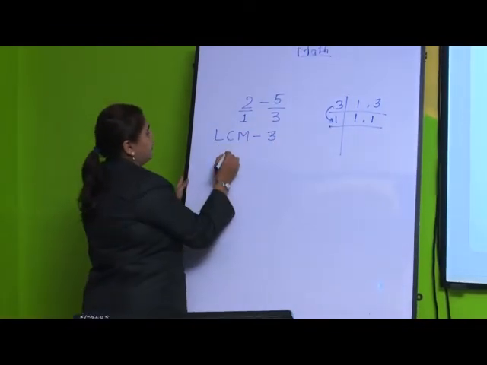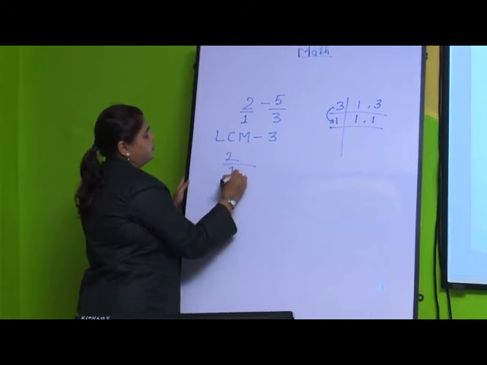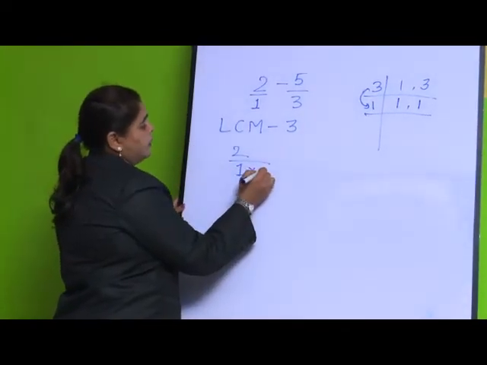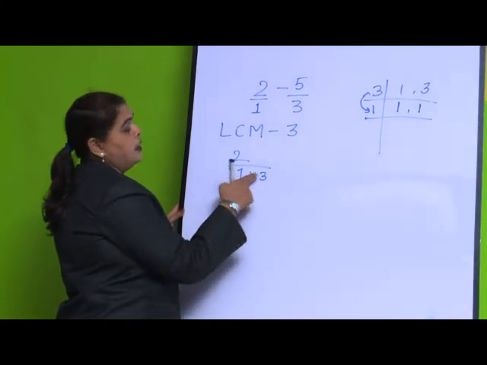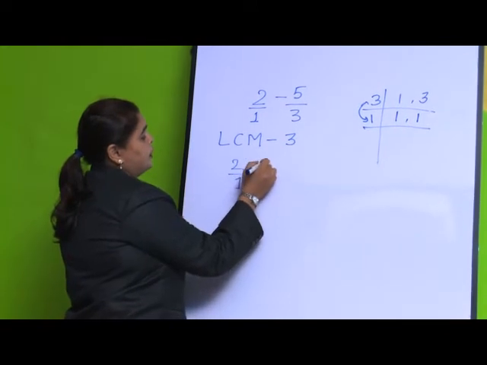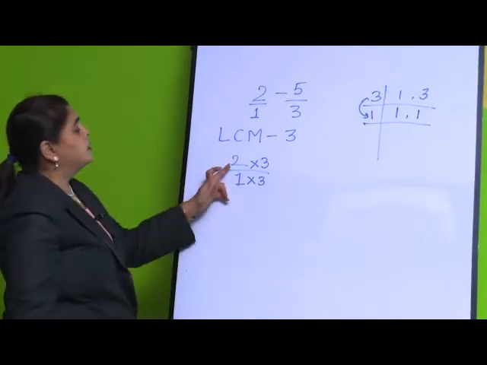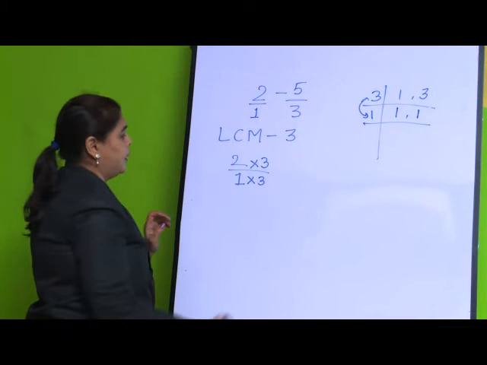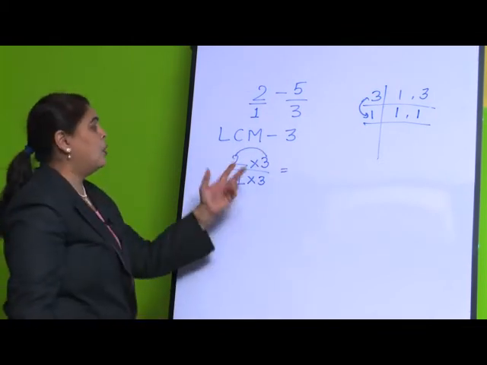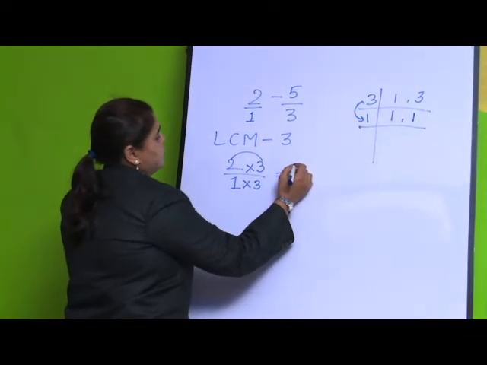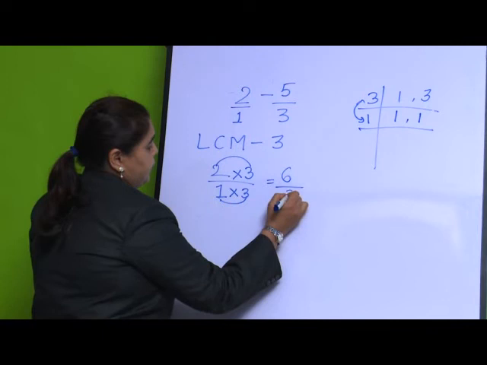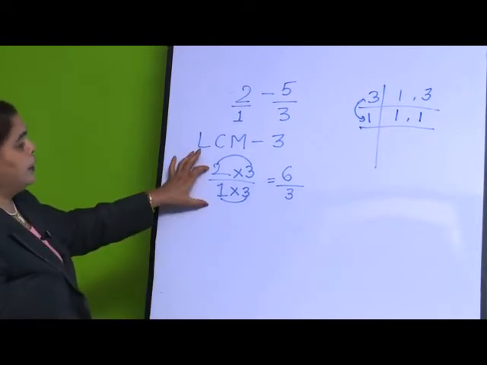So, we will do one by one. It is 2 upon 1. To make this denominator 3, we have to multiply it by 3 because 3 ones are 3. The same number we have to multiply in the numerator. So, I will multiply by 3 here with the numerator. So, what will be here? 2 3s are 6. So, here will be 6 and here 3 ones are 3. This is what I have done with one fraction.